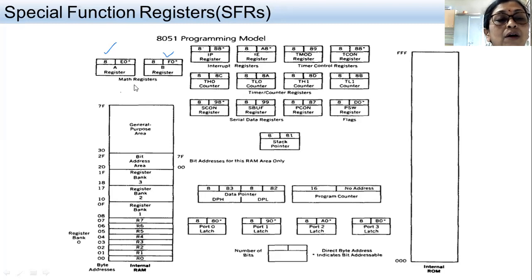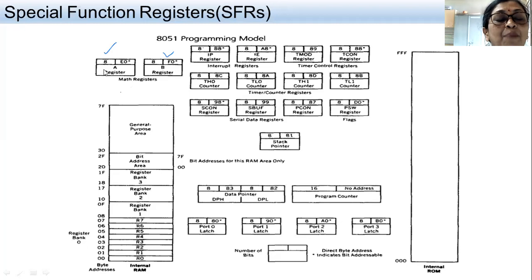Now what is the function of register B? Register B is used along with register A in mathematical operations like multiplication and division. So it is one of the operands in multiplication and division operations. This is the functioning of math registers A and B.